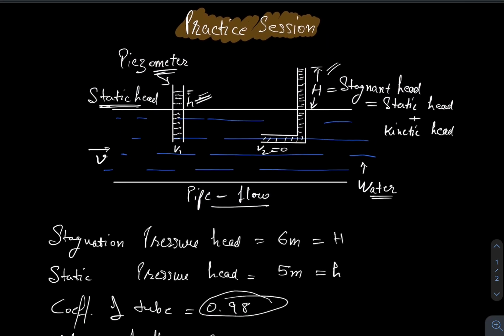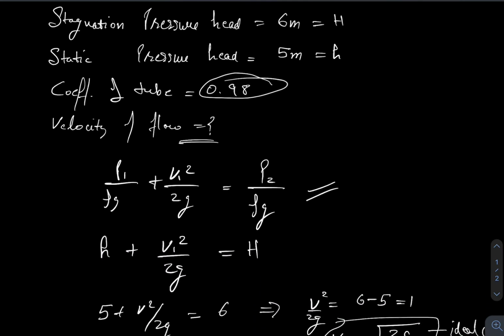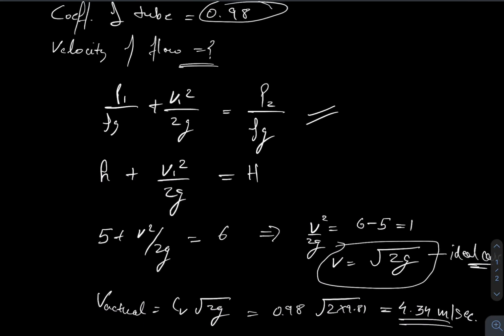Similar numericals can be asked to you in your exams, where stagnation pressure head could be given, or any two quantities will be given, third will be asked. Okay, so stagnation pressure head was given to us, static pressure head was given to us. Keep it in mind, either the coefficient of tube, the coefficient of device that you are using, will be given to you, or it might not be given. So while solving the numerical, you need to write there that I am assuming the ideal case, or if you are assuming some coefficient, then please mention it there. Okay, this is how velocity is calculated using pitot tube.